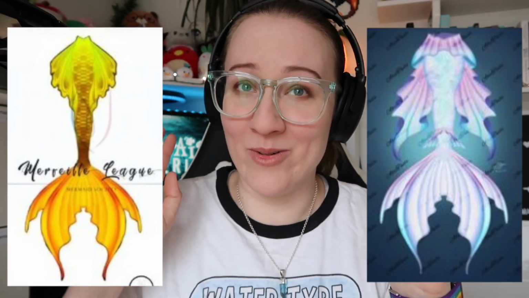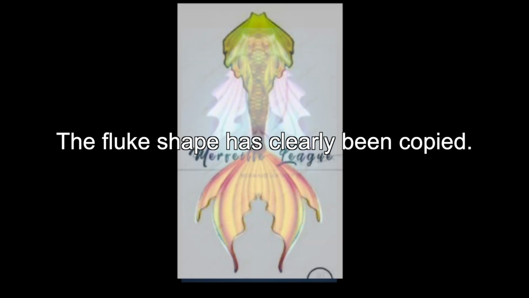Plagiarism is when you have mermaid tail A and mermaid tail B, and the copying is obvious, okay? The lines have been traced, the shape is virtually the same, everything, maybe the colors in a very specific pattern. This has definitely been the thing, okay?